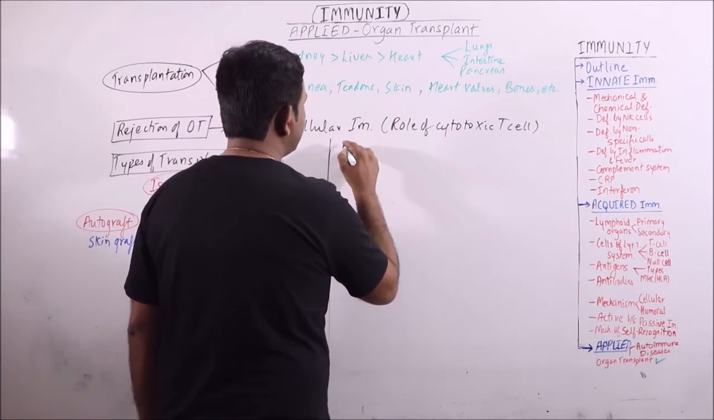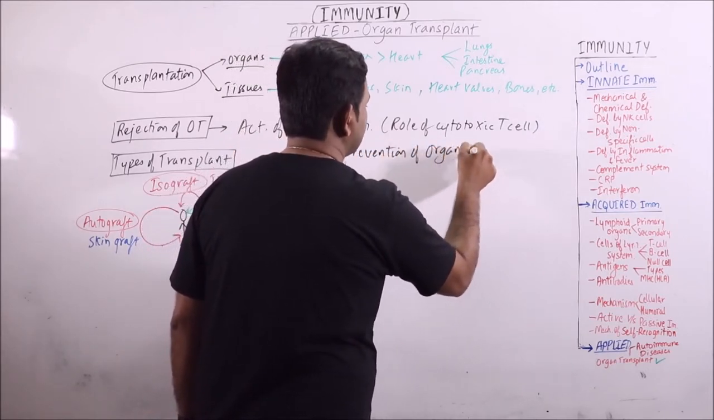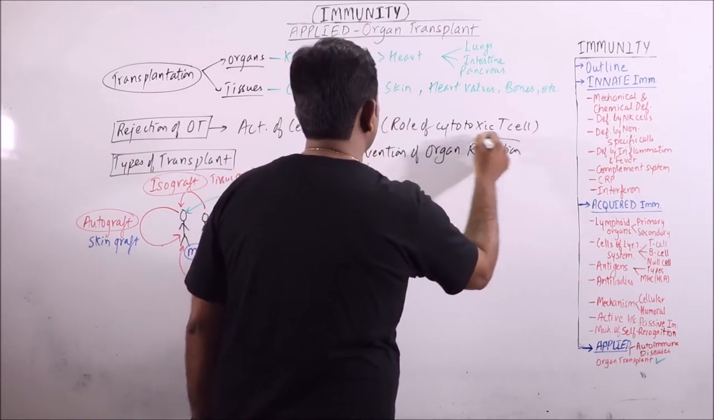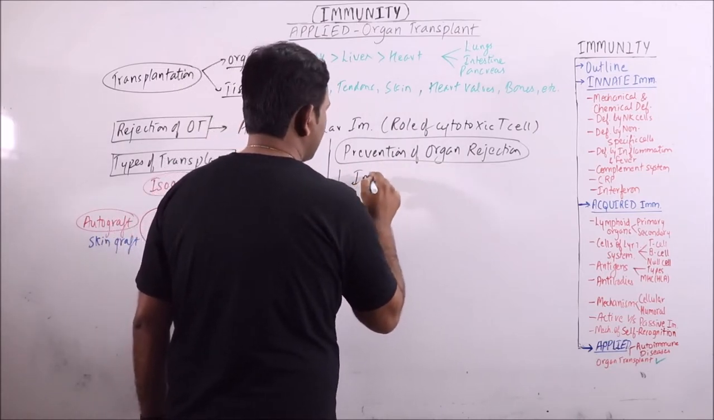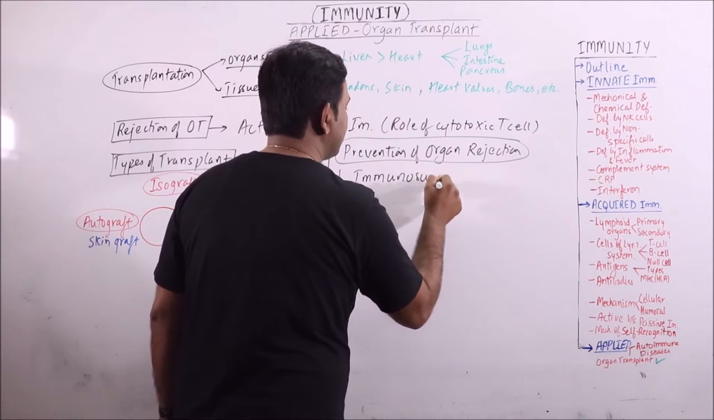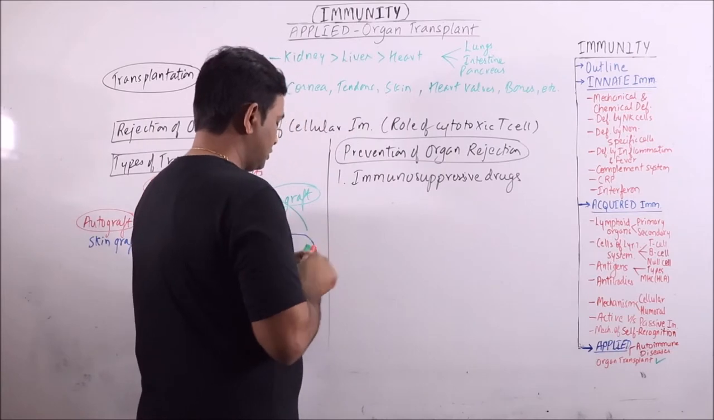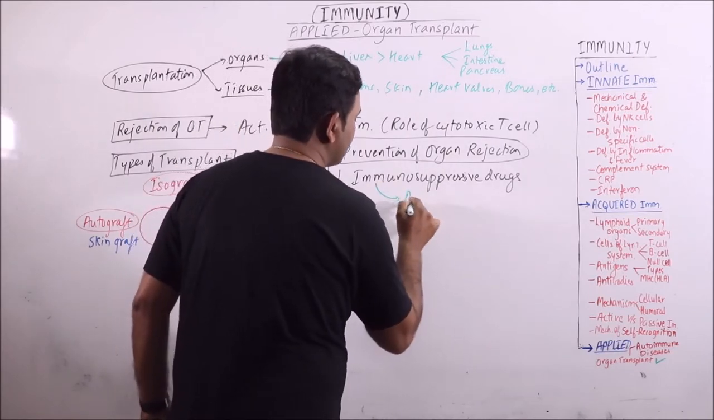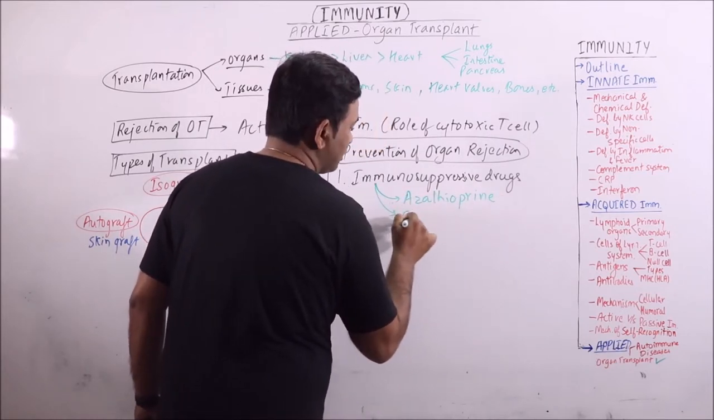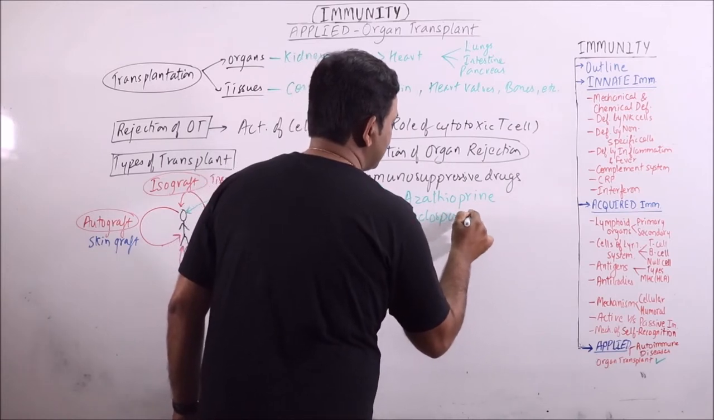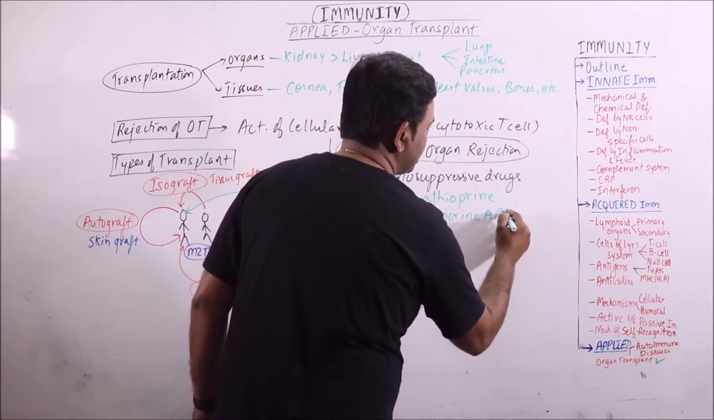Then, prevention of organ rejection. Some medication is required to prevent the organ rejection, like immunosuppressive drugs are used. For example, azathioprine is commonly used and cyclosporin A, which is obtained from a fungus, Trichoderma polysporum.